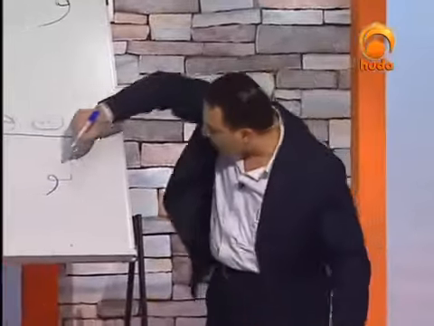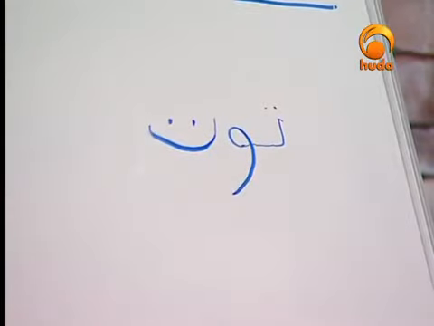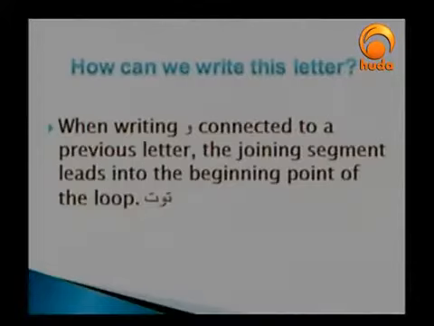So let me just get back again. And in toot, the final letter here, in this one, 2 dots. Do you see that? I understand that there are different styles of writing when it comes to calligraphy, but I would say that's probably the most simple way. So when writing wa connected to the previous letter, the joining segment leads into a beginning point of the loop.